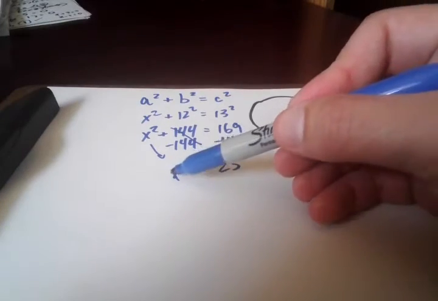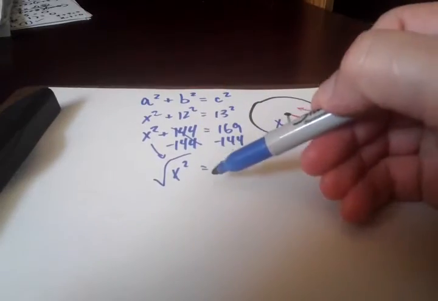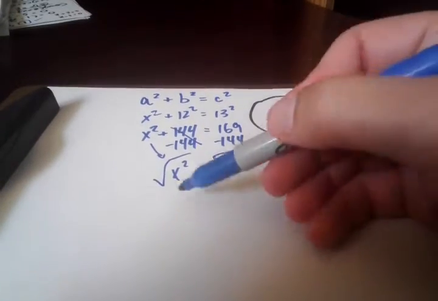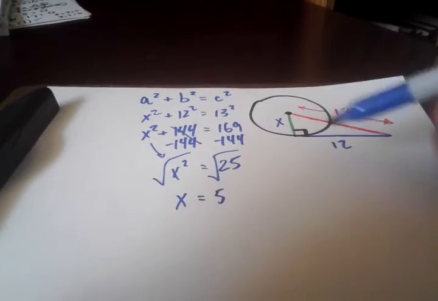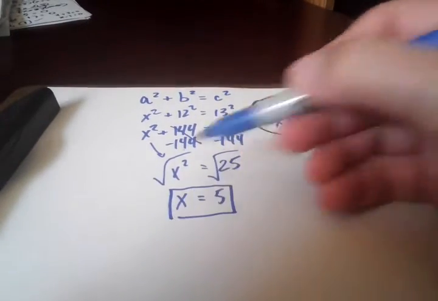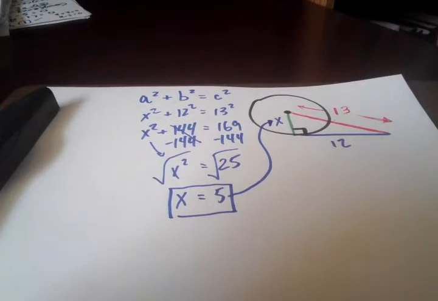Now you guys know the way to get rid of this square is to do the opposite, which is square root. And we know that the square root of 25 is 5. So this radius right there, this x, is equal to 5.